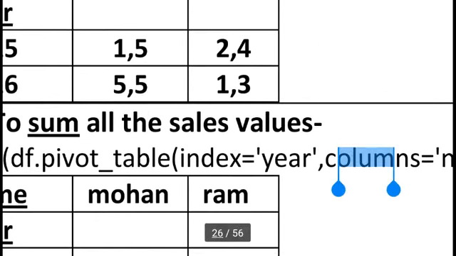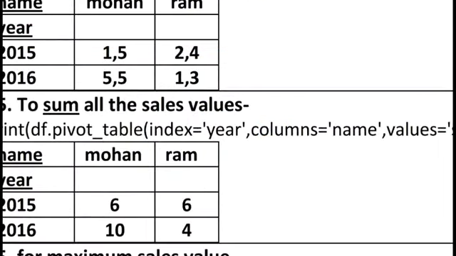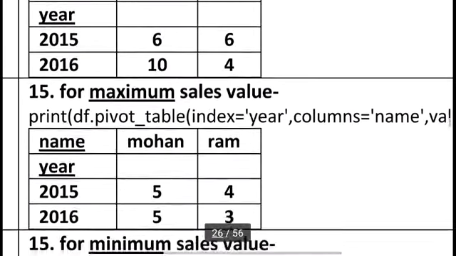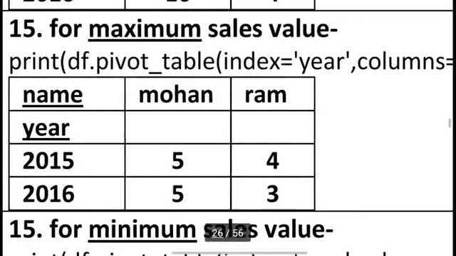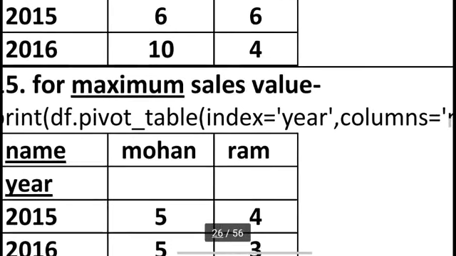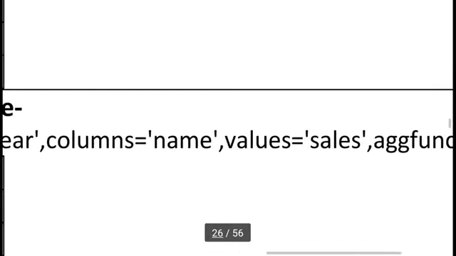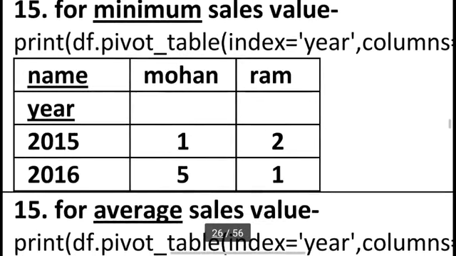1,5 the maximum value is 5, 2,4 maximum is 4, 5,5 maximum 5, 1,3 maximum is 3. So simply select all the maximum values and put them here. Python will do it, we won't only type this command. Suppose I want the minimum value, so here you simply change to np.min. You can see all minimum values, the minimum sales of a particular salesman in different years.